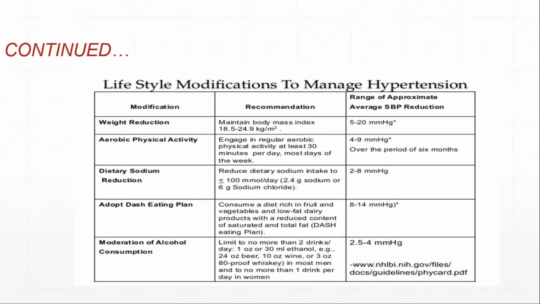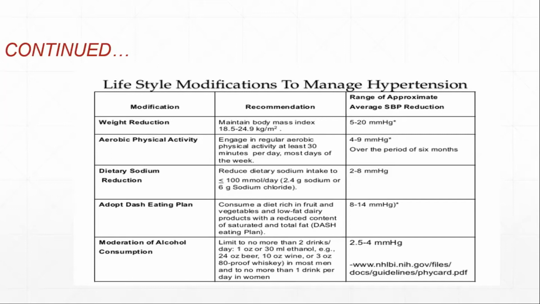So firstly, weight reduction. It is recommended to have your body mass index between 18.5 and 24.9 kilograms per meter squared. This should decrease your systolic blood pressure by 5 to 20 millimeters of mercury. Partaking in aerobic physical activity, what is recommended is doing at least 30 minutes per day of most days of the week. This should decrease your systolic blood pressure by 4 to 9 millimeters of mercury over the period of 6 months.